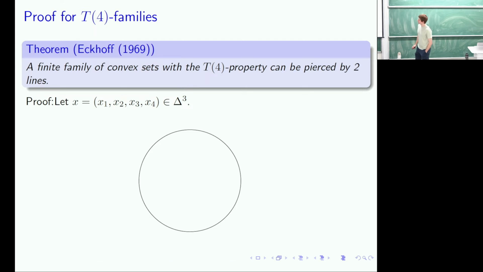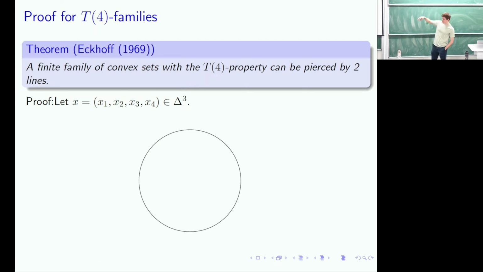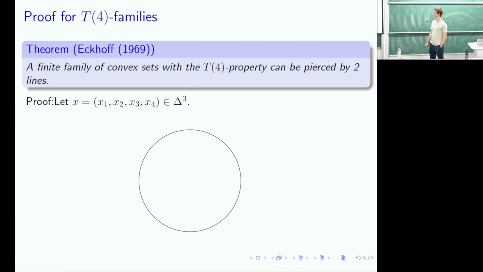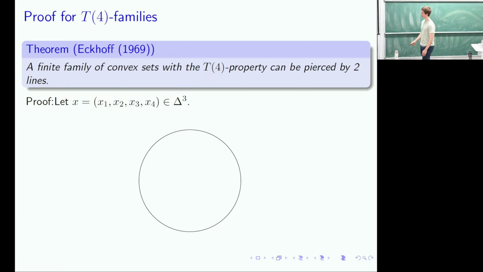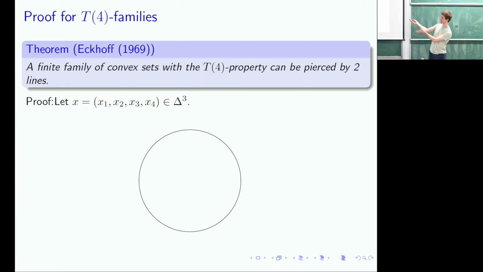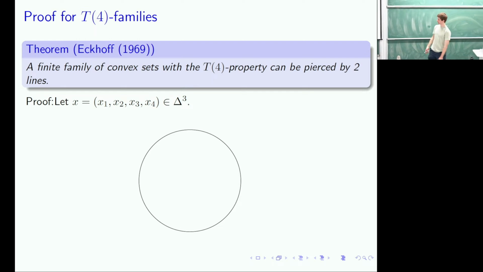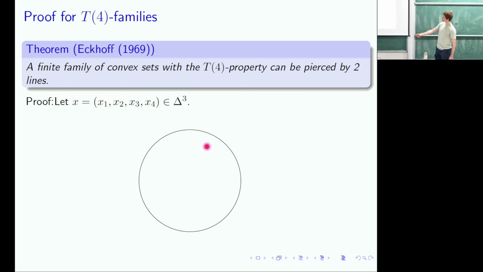Okay, and then here's what we do. We have a finite family of convex sets. For a simple, little technical reason, we can assume that the convex sets are actually compact, so the union of the whole family is contained in a bounded region. So we can assume that all of our sets are lying in the unit disk. All of our sets are lying in here.